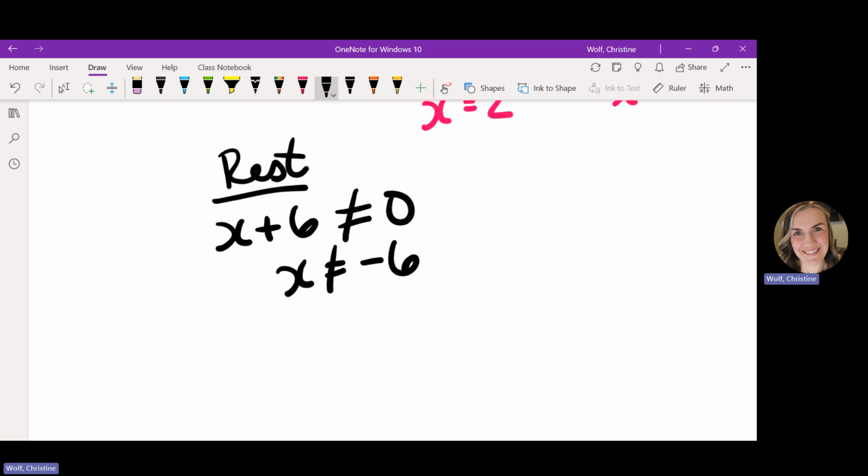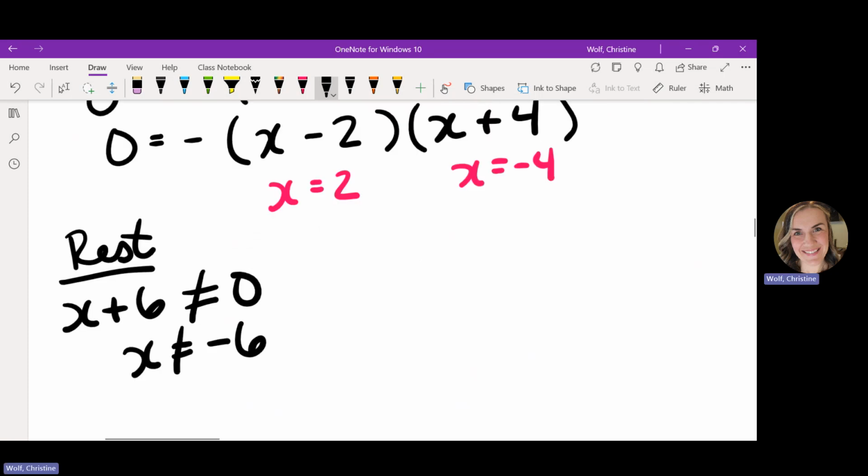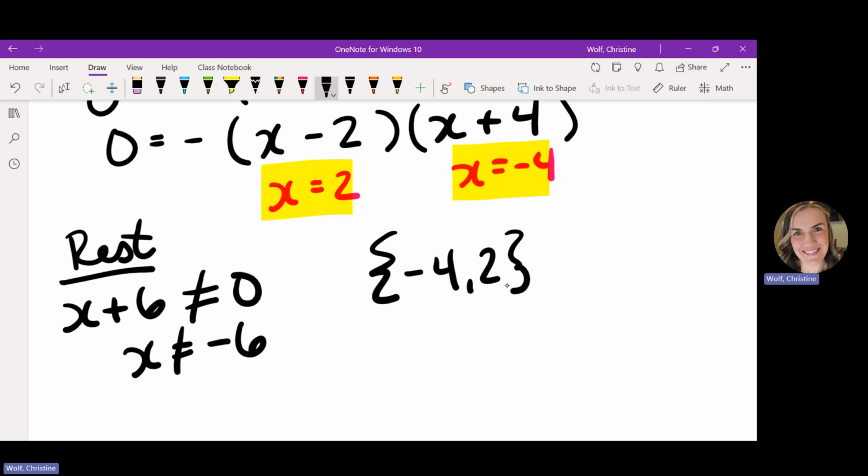So we've solved. Okay. Are either of my answers -6? No. So they're both good. Solution set, -4 and 2.